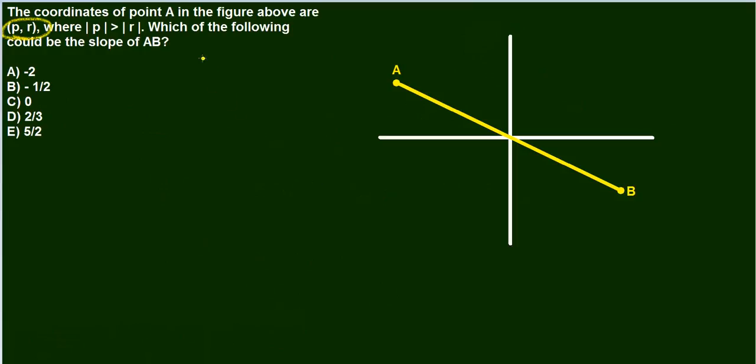Alright, so this is problem 15. Let's get into it. The coordinates of point A in the figure above are (p, r), where the absolute value of p is greater than the absolute value of r. Which of the following could be the slope of AB?